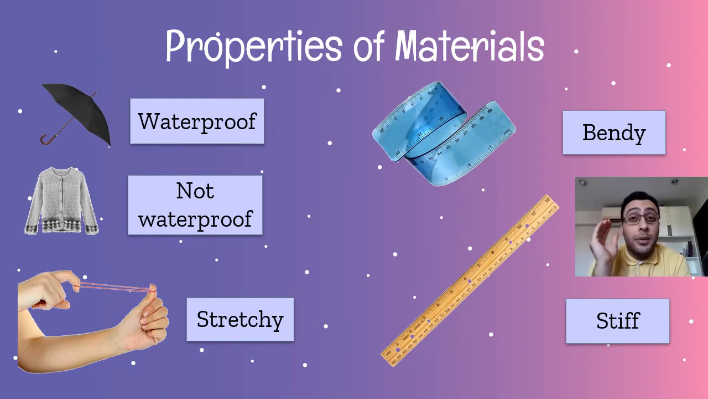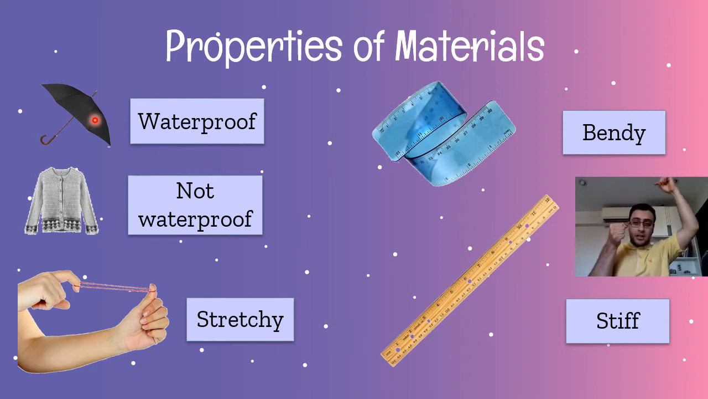Properties are characteristics. So, for example, we learned about waterproof and not waterproof. Waterproof means water cannot go in. For example, look at this. An umbrella. When you put an umbrella, water is not going to come inside, right? Because it's waterproof. And then we have not waterproof. For example, my shirt. If you pour water, the water is going to go inside because it's not waterproof.